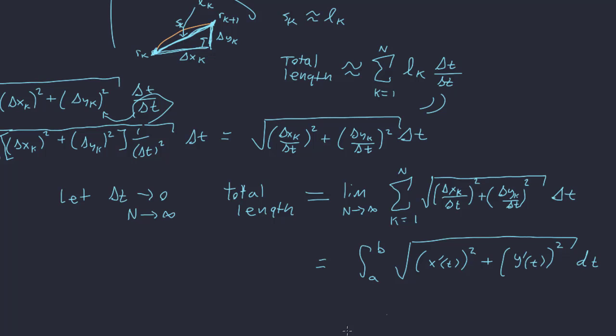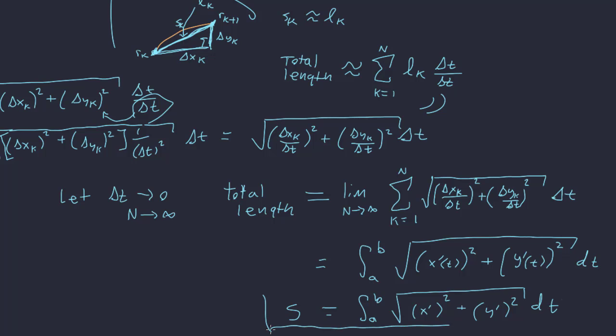This is what I was talking about last time, about how our notation could get super cluttered if we put every "of t." So typically I just write the square root of x prime squared plus y prime squared dt, just to make it easier to read. And that's going to be the total length. Oops, sorry, the dt should not be inside the square root. And that's going to be the total length of the curve.